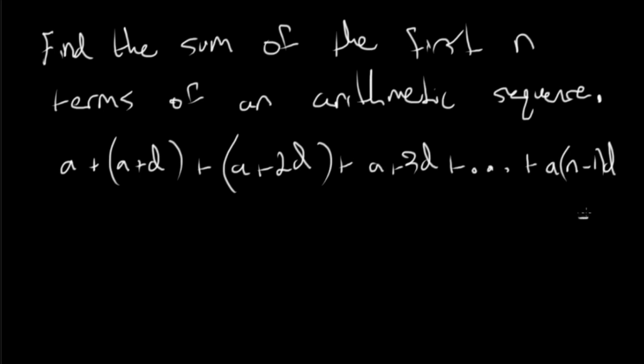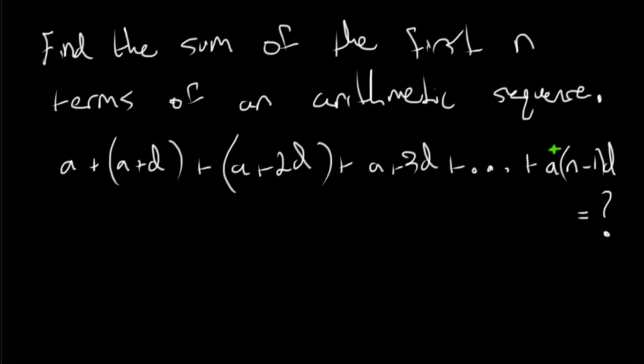All right, what is that equal to? Wait, before I move on, I just caught a mistake of mine. We have A, plus A plus D, plus A plus 2D, plus A plus 3D, and so on. There should be a plus right there, so make sure you have that as you move forward. All right, A plus A plus D plus A plus 2D, and so on and so forth, up to A plus n minus 1 times D.